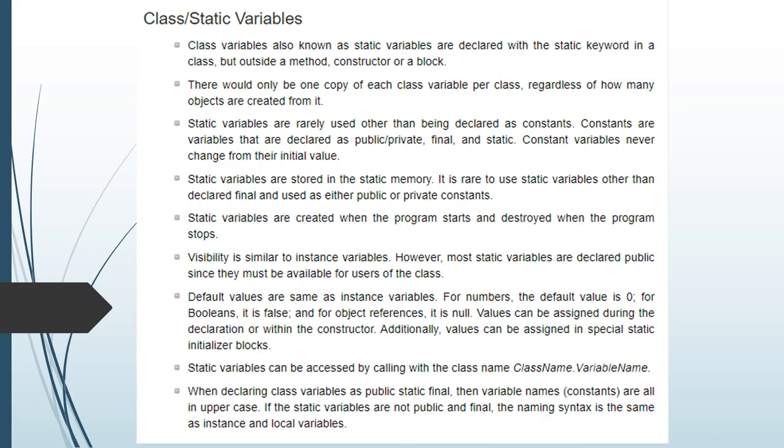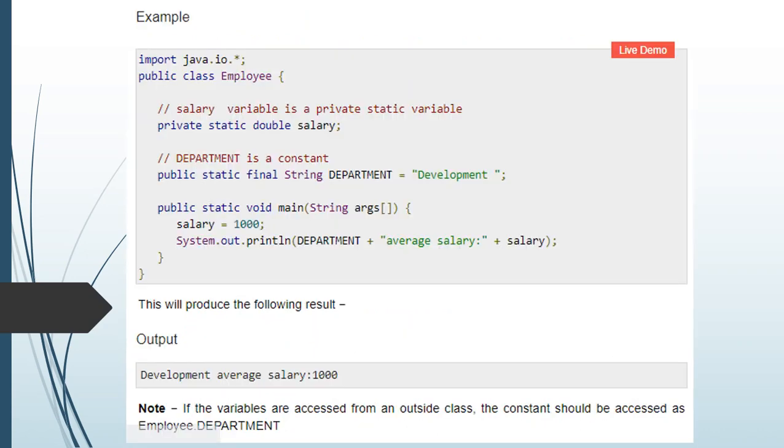When declaring class variables as public static final, then variable names, constants, are all in uppercase. If the static variables are not public and final, the naming syntax is the same as instance and local variables. Please see example below, followed with a result.